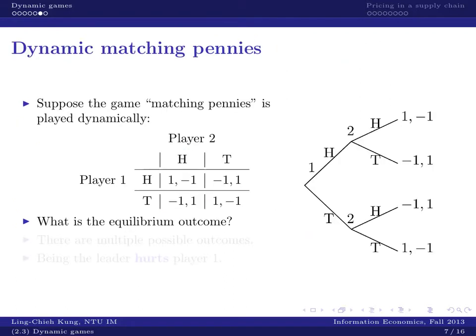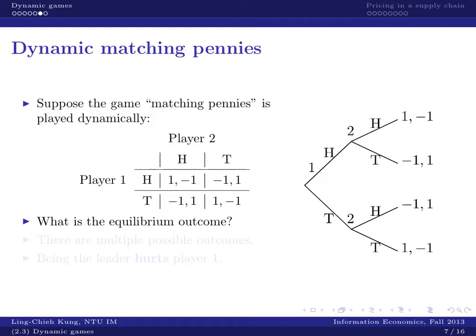Okay. Let's answer the second question with another example, matching pennies. We had this matching pennies game in lecture 2.2, and player 1 and player 2 are showing each other a head or tail. If the game is played dynamically and player 1 is the first mover, then the game tree is here. Player 1 chooses head or tail, and given that, player 2 chooses head or tail. If both choose head, player 1 gets $1 and player 2 loses and pays $1, and so on.